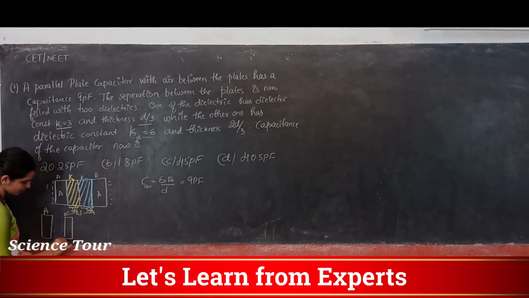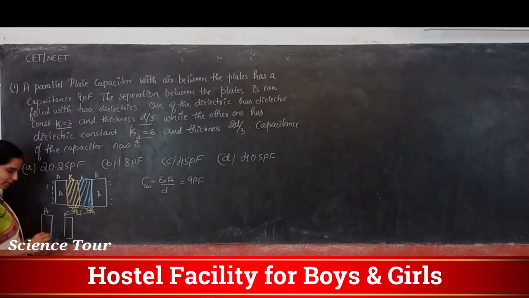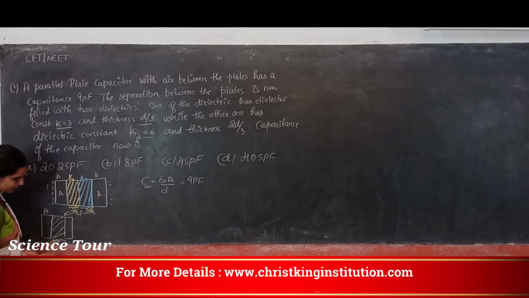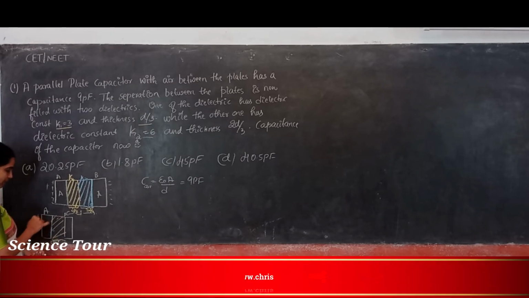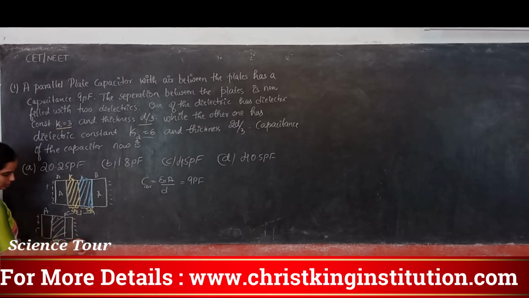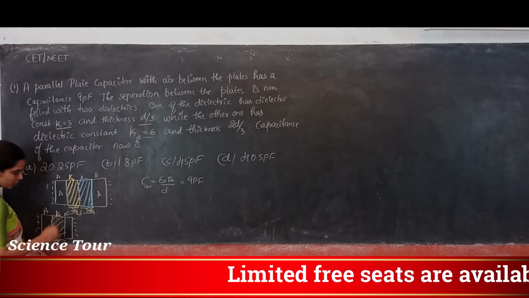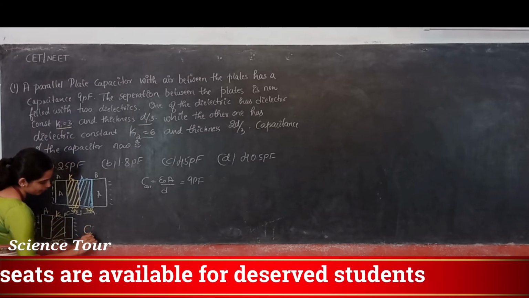Distance separation is, now this gap is filled with only K1. This is filled with only K1. What is the thickness of the K1? D by 3. So the distance separation between these two parallel plates will now become D by 3. Let's call this capacitance, dielectric constant is K1.